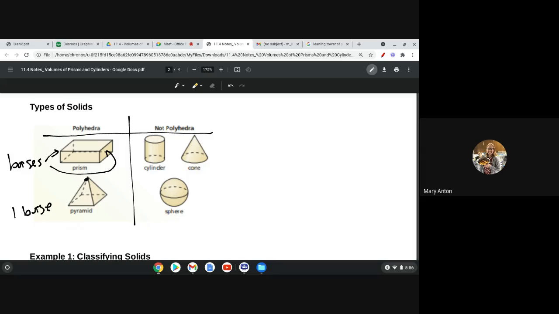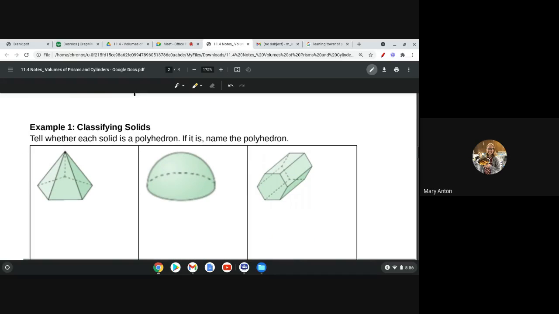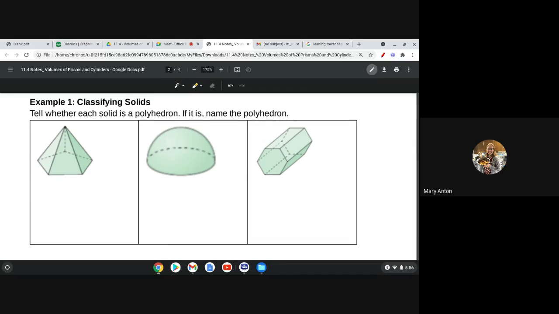And then we have different options for non-polyhedra, which are our cylinder, like a can, a cone, and a sphere. We're going to talk about all of these figures later on. Okay, here's our first example, classifying solids. Tell whether each solid is a polyhedron. If it is, name it.